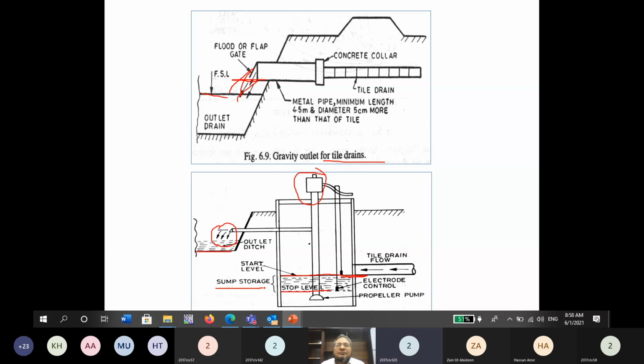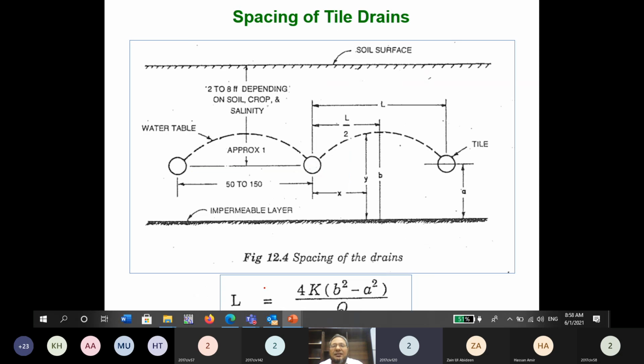Sir, what spacing do we keep for these pipes in the ground? Very good. Well, that we are discussing in this slide. The next slide is about the same: spacing of tile drains. A very timely topic has arrived.